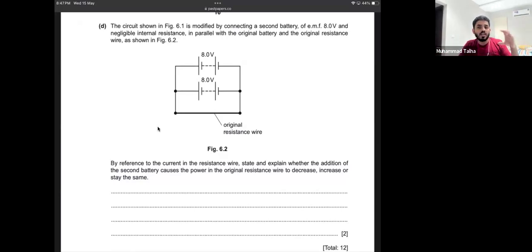If I have an EMF cell, I have some EMF. I take another EMF and now this is in parallel. By parallel circuit rules, isn't the voltage still the same? The voltage is still the same. If the voltage is the same across this resistance wire, the current is also going to be the same. If I think about this equation, V equals IR, it would not add up.